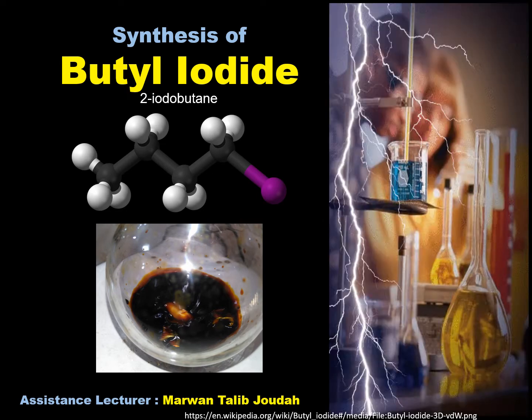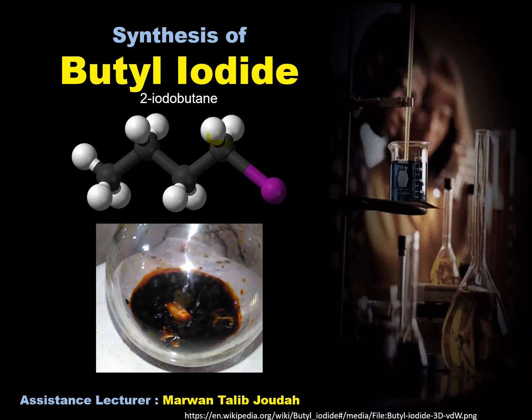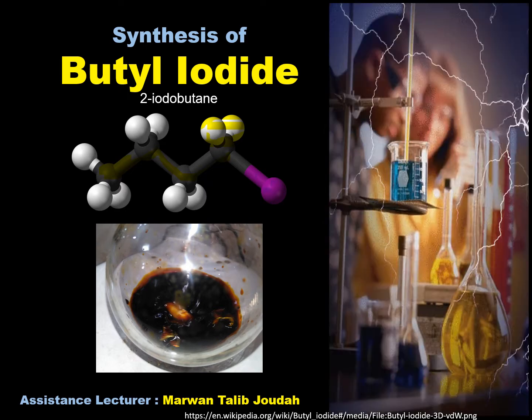So we have the white balls right here, okay? They represent the hydrogen atoms. And we have this chain, the black one, which is the chain of the compound, which has 4 carbons. And we have the purple ball right here. Let me just highlight it, which is the iodine.